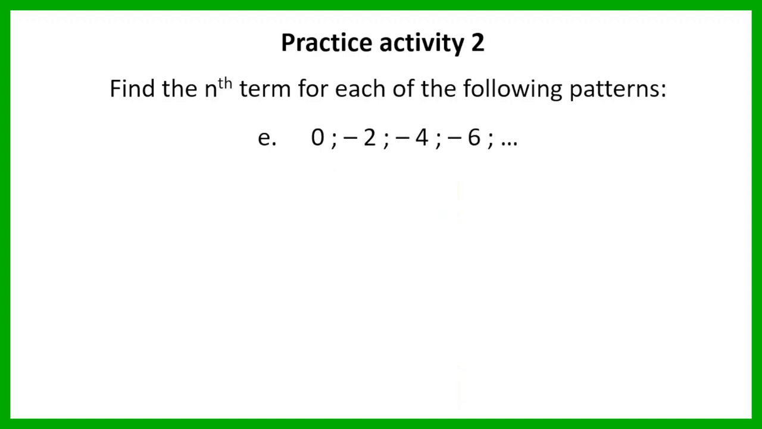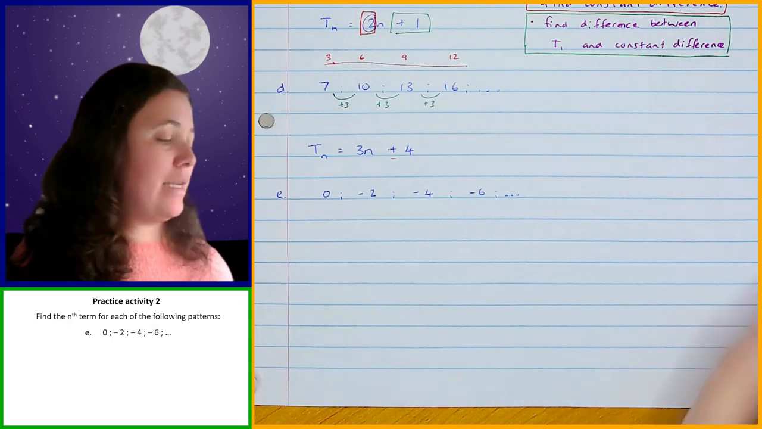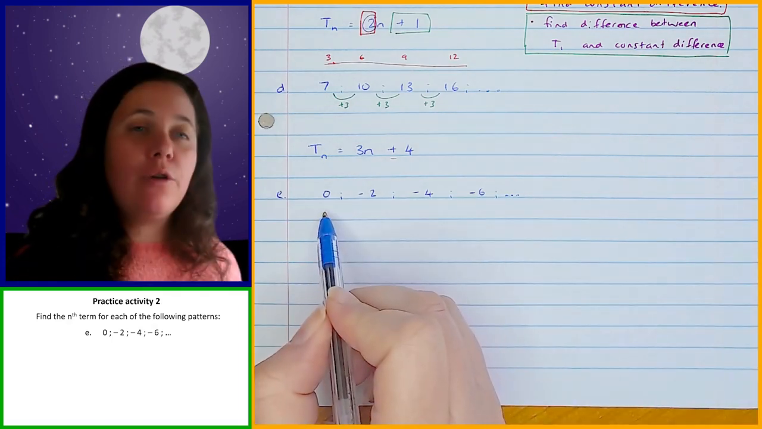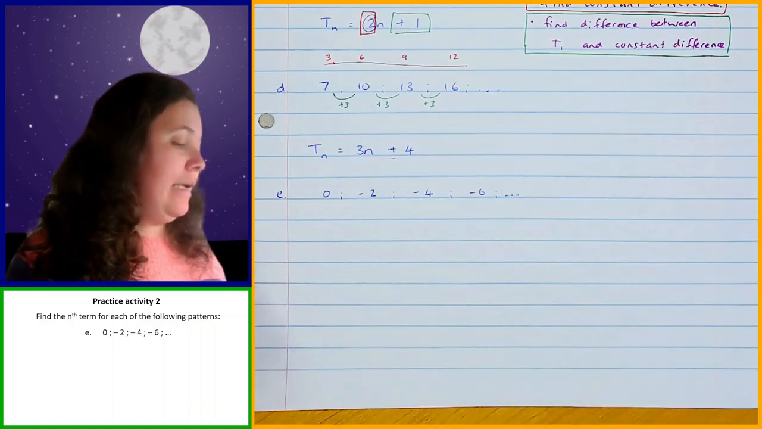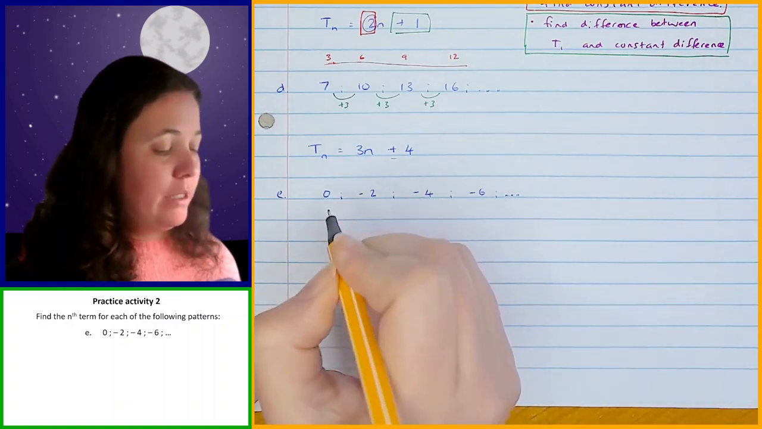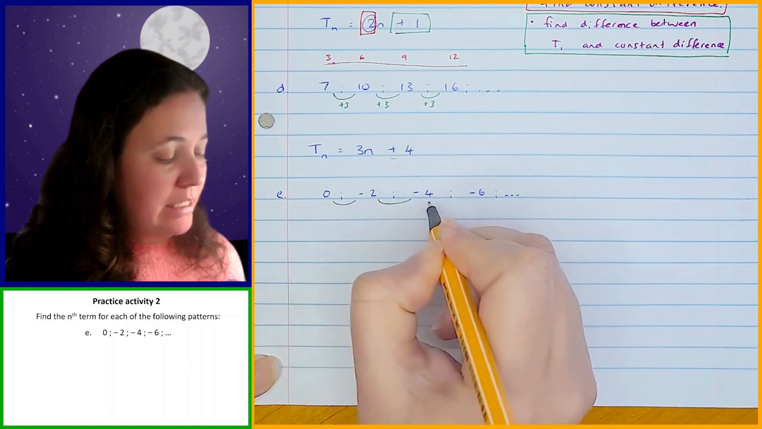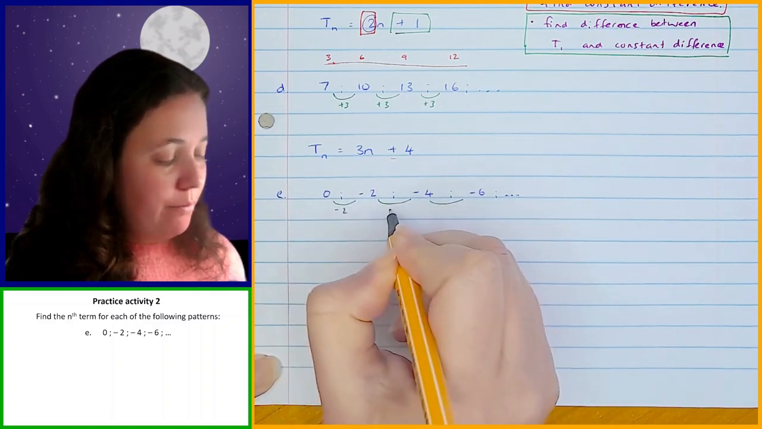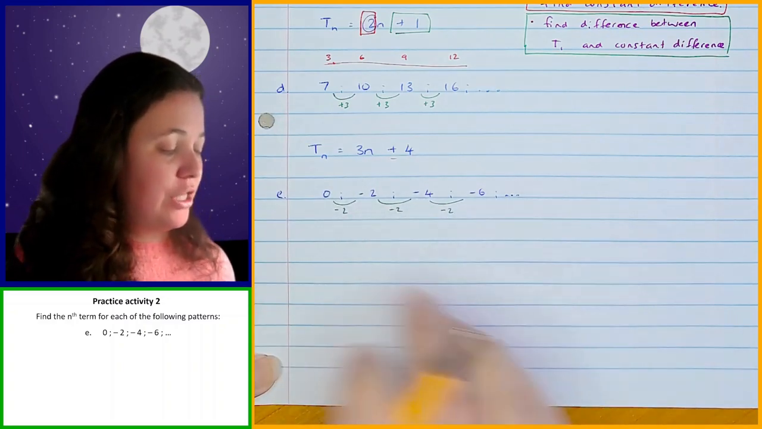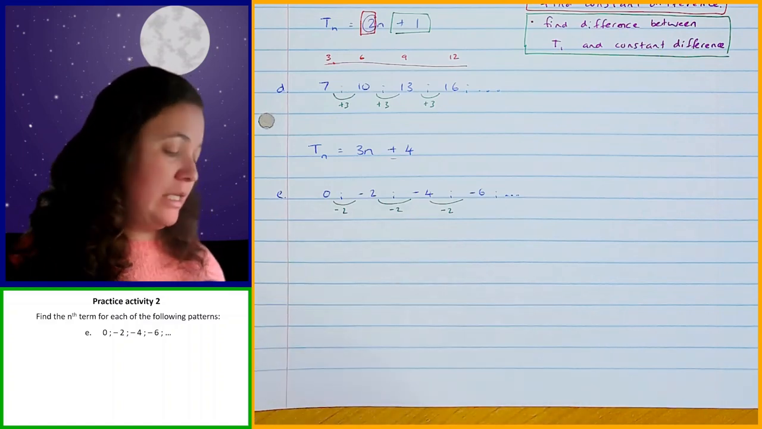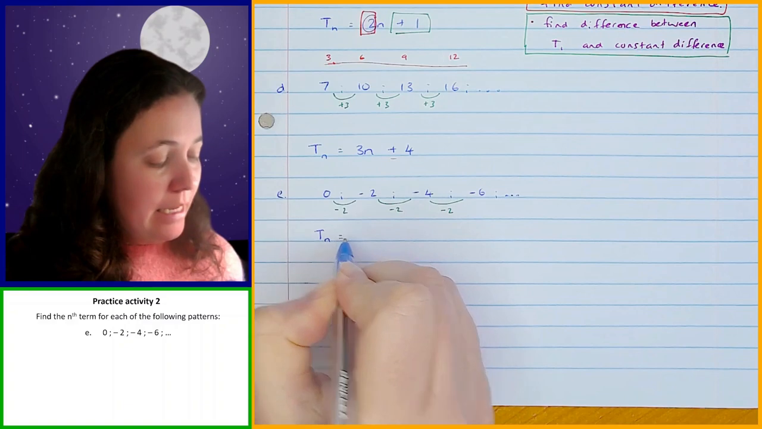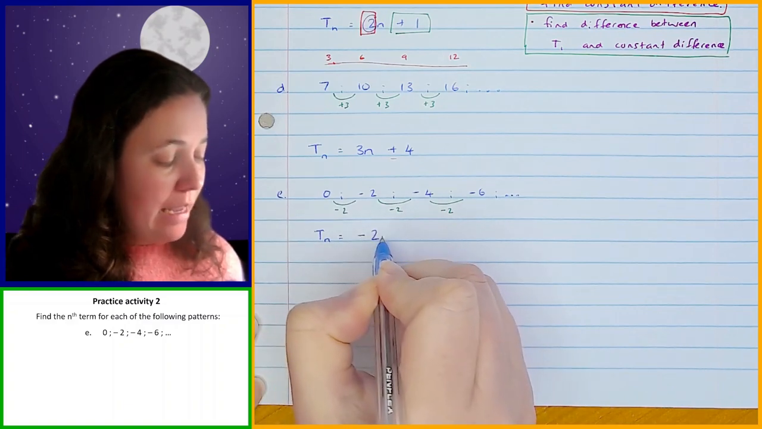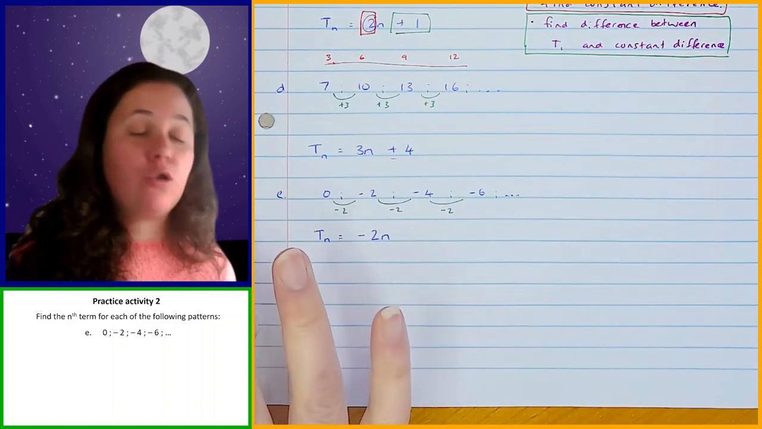Okay, so let's go through that one and see if you got it right. We're starting with 0, then we go negative 2, negative 4, negative 6. So we are counting back in twos. The common difference that we have over here, every time we're going minus 2, minus 2, minus 2. So that is our constant difference. So when we write our rule, we're going to have Tn equals negative 2n. We know that straight away.